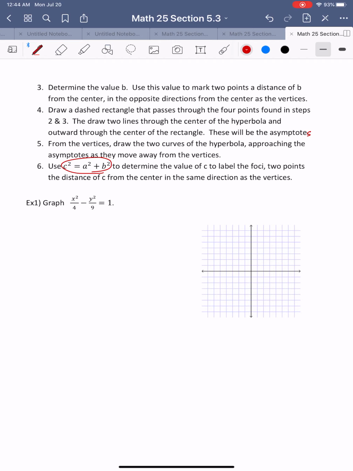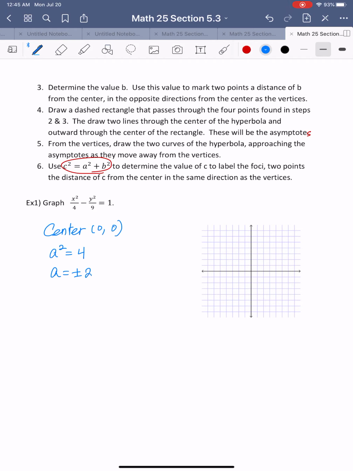Okay, so example 1, so graph. So this time, of course, the center is 0, 0, because there's no change of x and y squared. And then this time a squared is 4. Just look at the positive term, not the 9 this time, okay? Which means a is plus or minus 2.